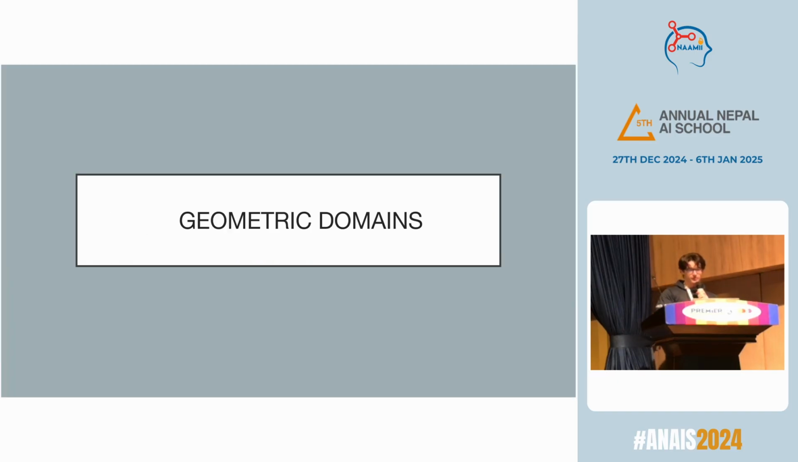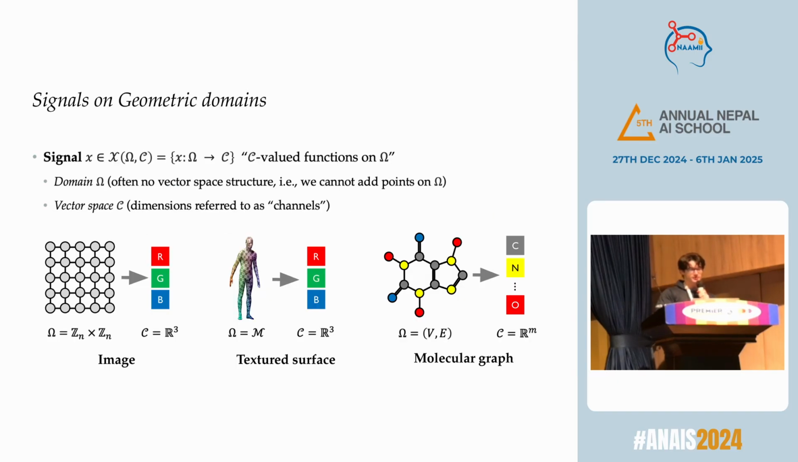So let's focus first on geometric domains. We have a signal, right? And this signal is a C-valued function on the geometric domain. So basically it maps from the domain, which is some set. We can discuss this more later, but maybe we have a collection of elements with some additional structure, and then we map this to the space C.